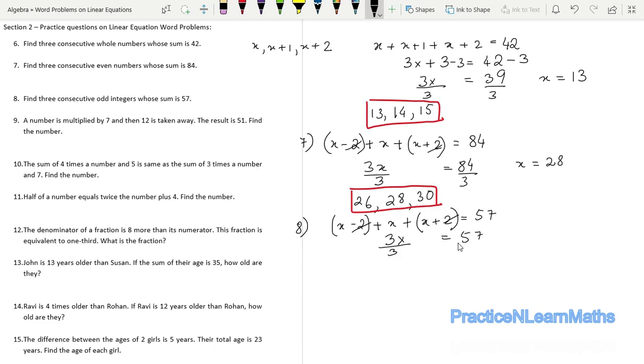Divide both sides by 3. We get x is equal to 19. So the numbers are 17, x minus 2; x is equal to 19; and x plus 2 is equal to 21. That's the answer.